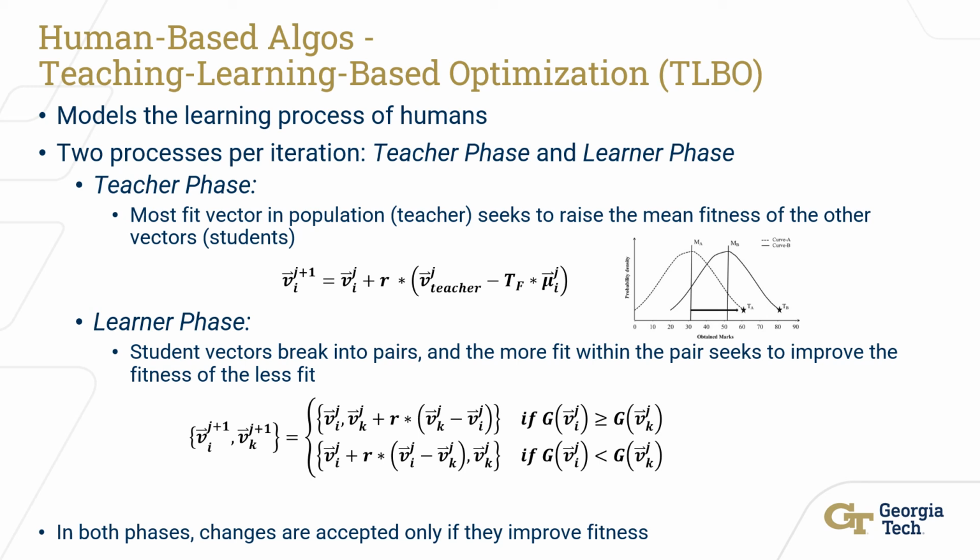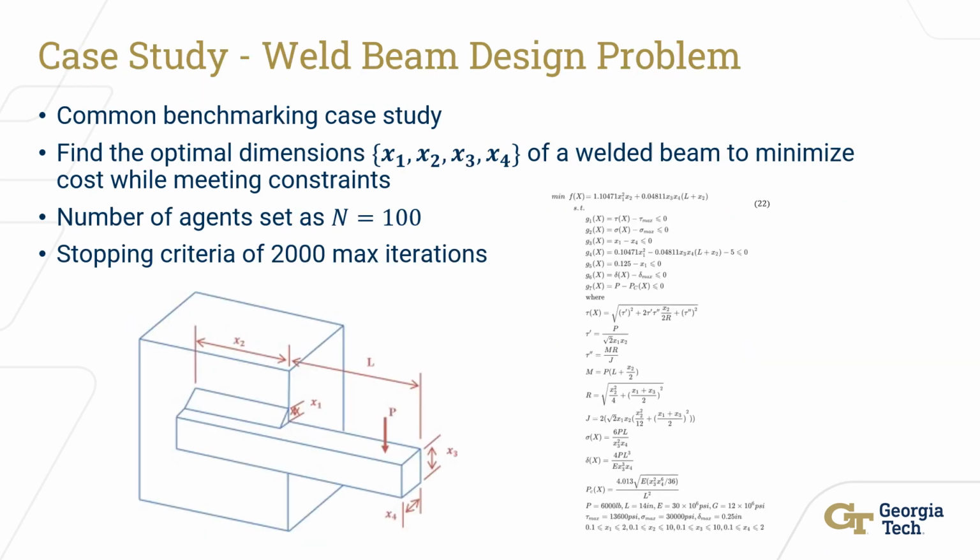This is achieved by altering student vectors according to some value representing the difference between the teacher and the student average. Within the learner phase, student vectors break into random pairs, and the more fit vector within the pair seeks to improve the fitness of the less fit vector. In this process, the more fit vector remains unchanged, while the less fit vector's values are modified to be closer to those of the more fit vector. In both of these phases, changes to student vectors are only accepted if they improve the fitness of that student and are otherwise rejected.